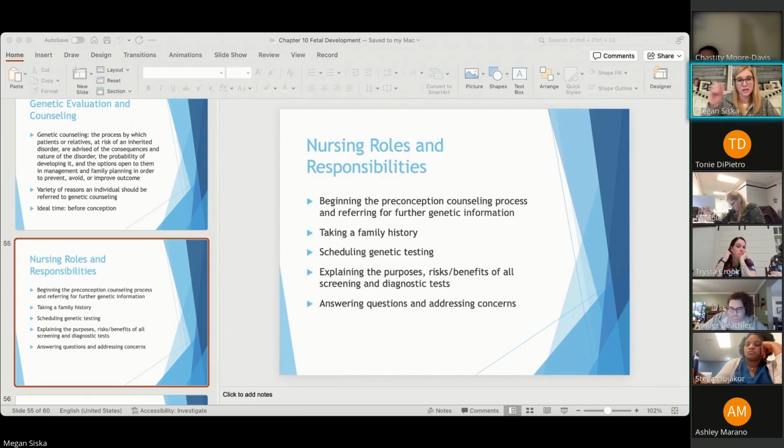Whereas if you've already conceived, that baby already has its genetic makeup, so there's nothing that we can do to change it. It's good to identify it ahead of time, because then you can get things in place to help care for that child. Maybe it's something that affects their kidneys, and then you would know right away, okay, we need to get in with a kidney specialist, a nephrologist, or something like that.